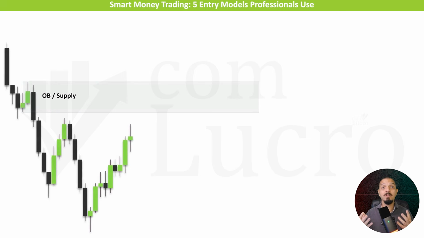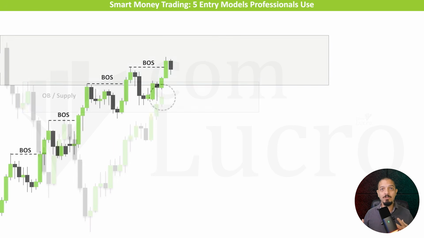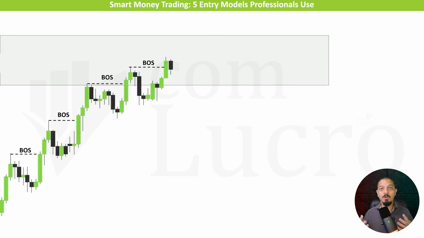To execute an entry using this model, price must first tap into a key higher time frame area and begin showing signs of reversal. After that, we zoom in to a lower time frame and look for confirmation, such as a clear change of character. Once the change of character is confirmed, we identify the last up-close candle at the origin of the bearish impulsive leg that caused the market structure shift. That candle becomes our lower time frame bearish order block.